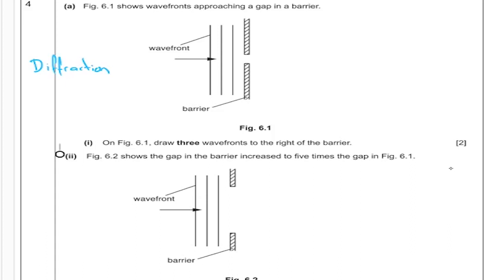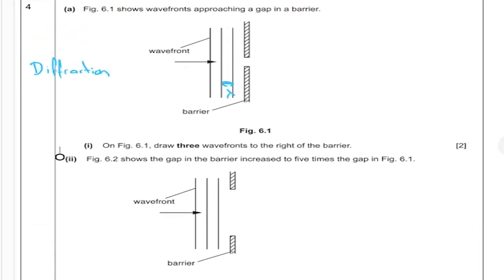Now, if you notice here, the gap between the waves, as we know, is the wavelength lambda. And I can see that the gap that the waves are passing through is about the same as lambda. So what that tells me is I'm going to get maximal diffraction. So it's going to look like a full circle, like that.